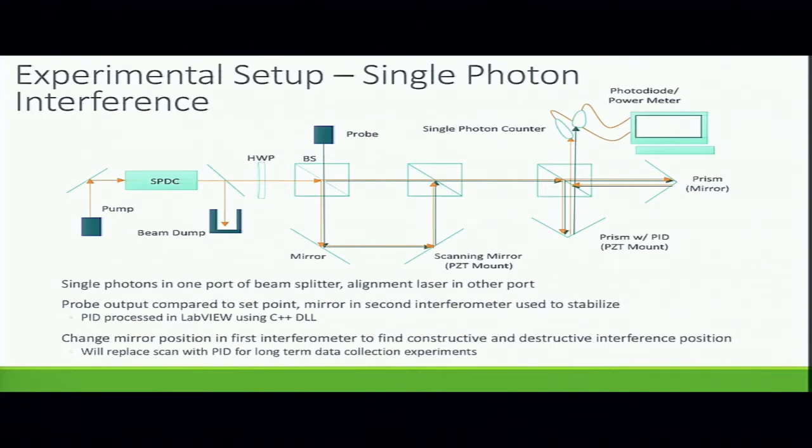Our second interferometer actually houses our PID, so the displacement of that mirror will be adjusted based on the power output of our probe laser compared to whatever we want our set point to be. Ultimately, we are looking into replacing our scanning mirror with a PID loop, and we're running our long-term experiments, so these will run in parallel for our long-term stability.